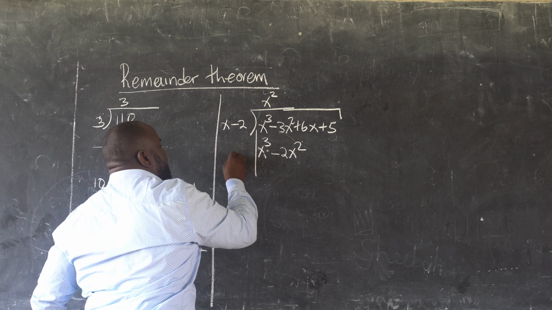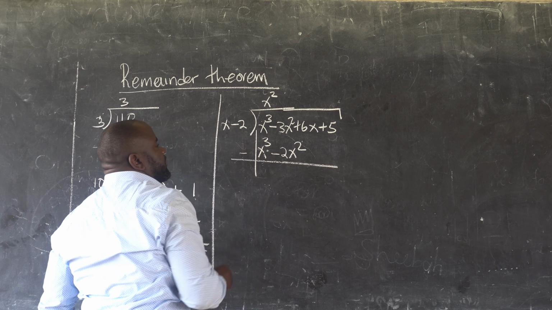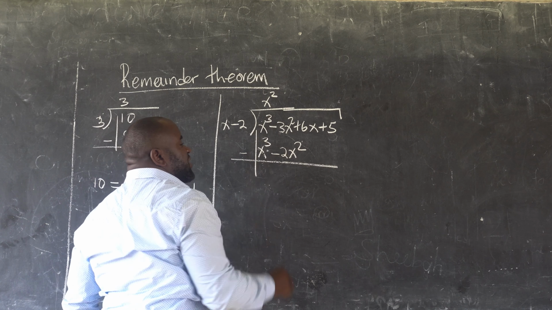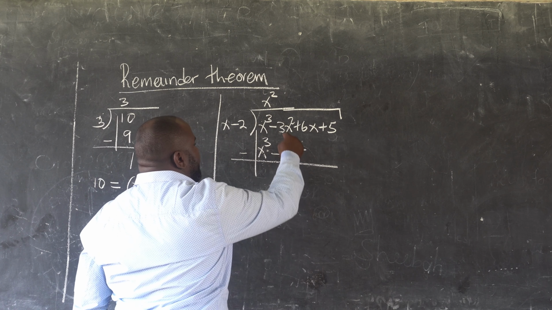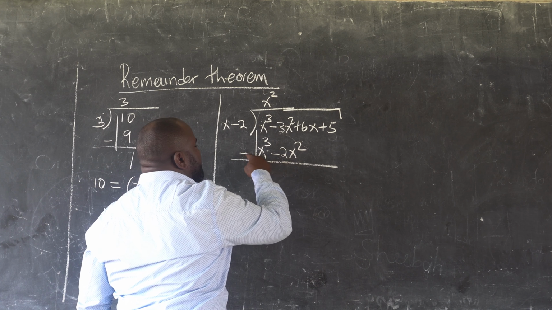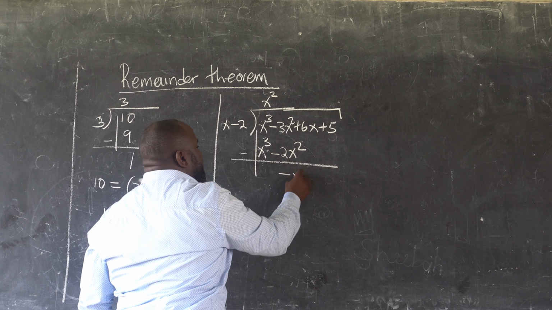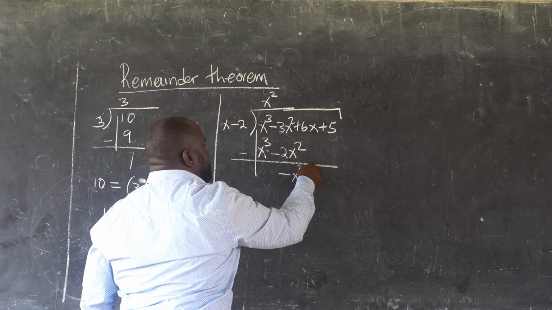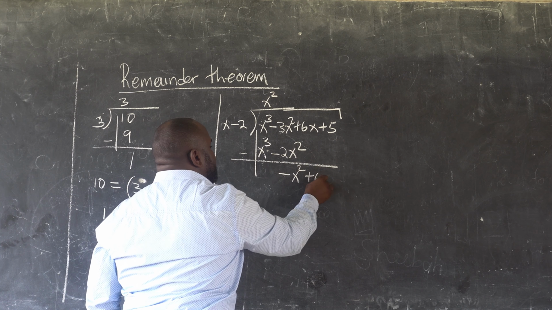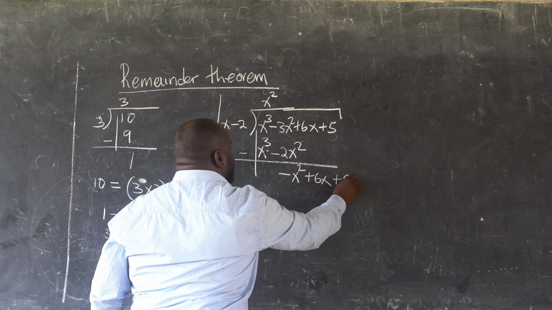When I do so, I subtract. When I subtract, I will eliminate the highest degree, which is x cubed. I'll be left with negative 3x squared minus a minus 2x, giving us a minus x squared. 6x has nothing to subtract, plus 6x. 5 has no constant, plus 5.